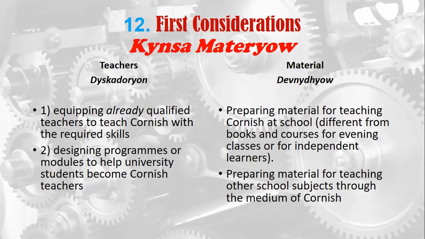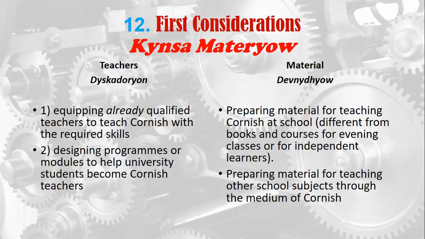And now we have teachers, but how are they going to teach? We have in the other column, material. We need preparation of appropriate material, because Cornish being a language spoken only in Cornwall cannot depend, for example, on material prepared in other countries or regions. Moreover, teaching a language at school requires specific material which may be substantially different from the books and courses prepared for evening classes or for independent learners, Yeth and Werin. However, this does not mean that Cornish education specialists are totally on their own, since many ideas could be extracted from material prepared for other languages promoted in similar circumstances, such as we have seen Basque or Welsh or Manx Gaelic, or we have seen also Irish Gaelic in Northern Ireland.